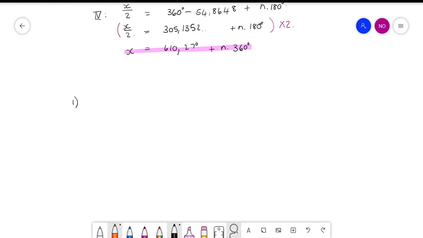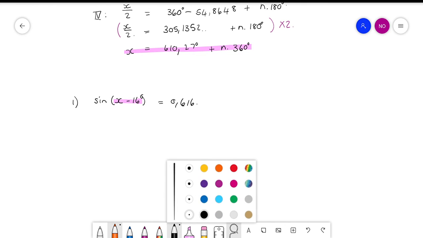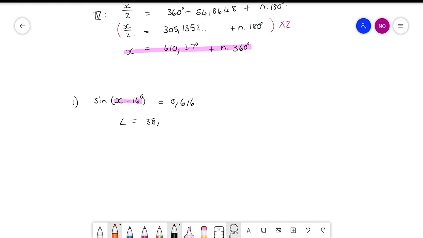It is number 1. So at number 1 they asked you sin of x minus 16 degrees is equal to 0,616. Okay, so same as where we had previously, you can't just say bring over the 16 and it becomes a plus, because that is inside of the angle. So we have to get rid of the function first. So we say shift sin 0,616 is 38,0246, etc.